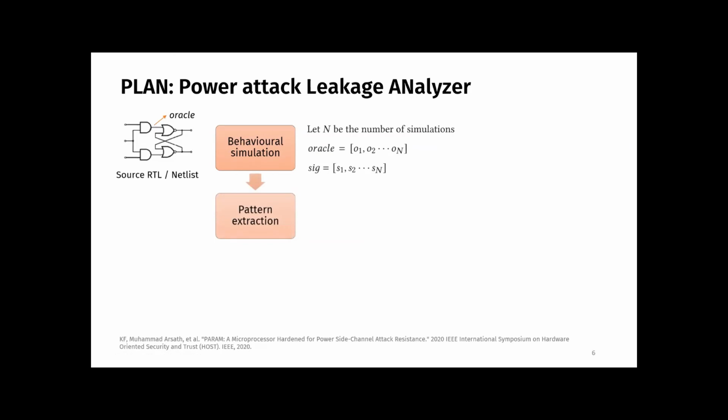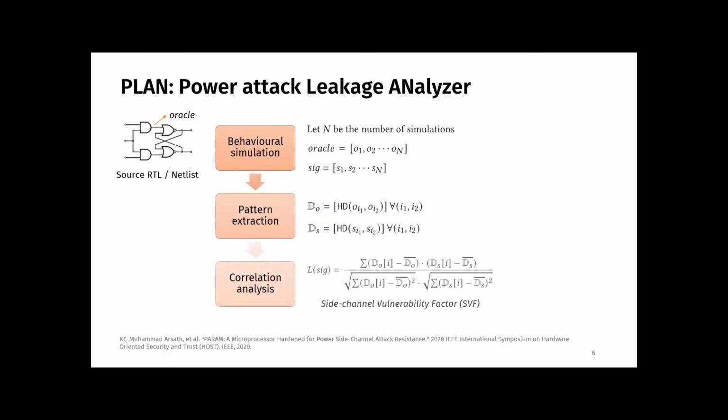Then it performs pattern extraction, wherein it computes the pairwise Hamming distance vectors between the different values taken by the oracle as well as each signal in the design. Finally, Plan performs correlation analysis by applying a metric known as the side channel vulnerability factor, which is based on the Pearson's correlation coefficient, in order to compute the correlation between the above computed distance vectors, thereby giving the signal-wise side channel leakage scores.